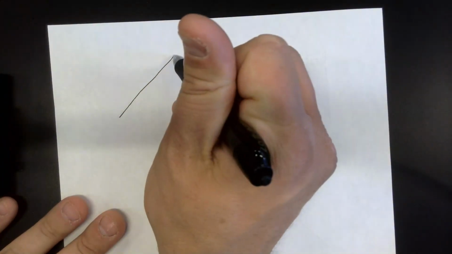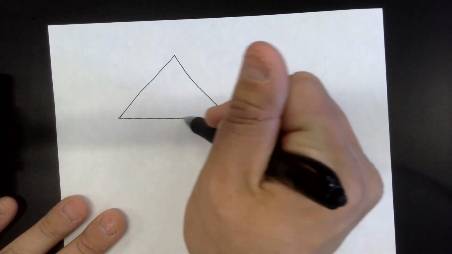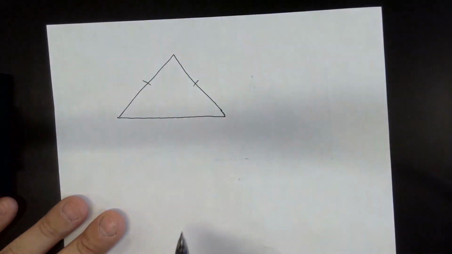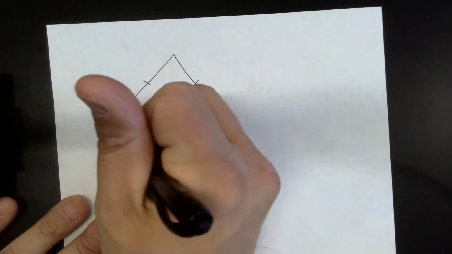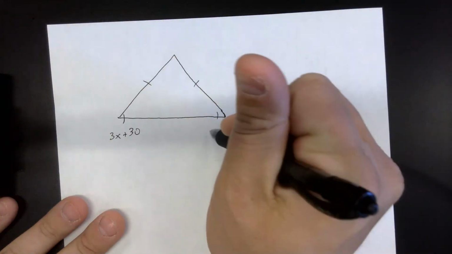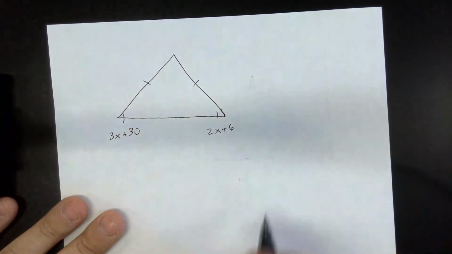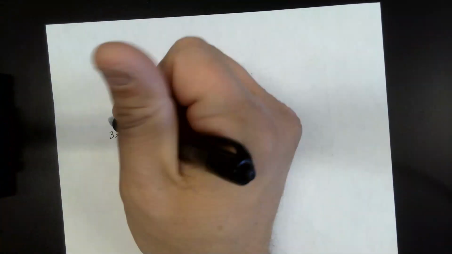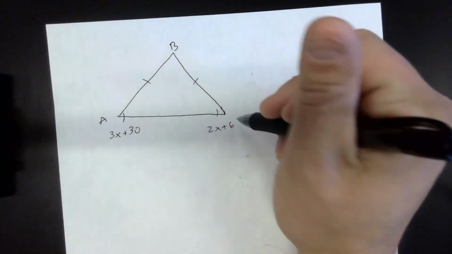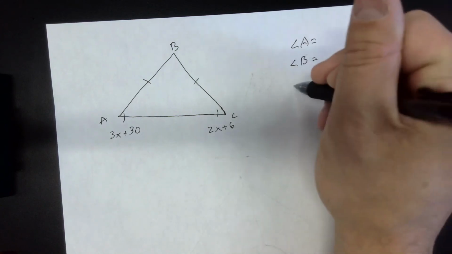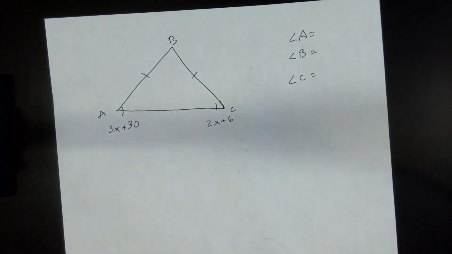If we have an isosceles triangle, I'm only going to do one of these because I think this isn't going to be that hard for you guys, maybe. If I'm told that this angle right here is 3x plus 30, and this angle here is 2x plus 6, and this is angle A, B, and C, and they want me to find angle A, angle B, and angle C.